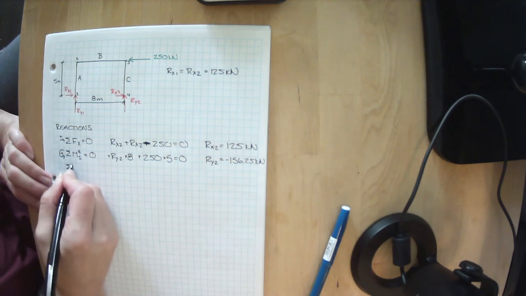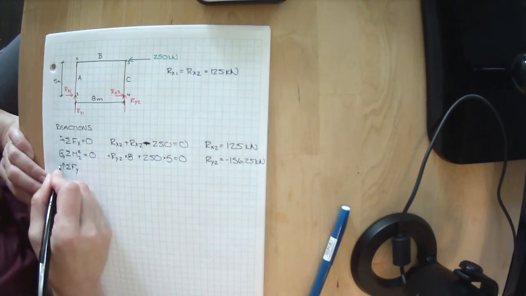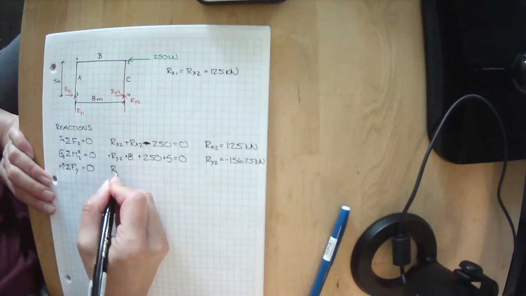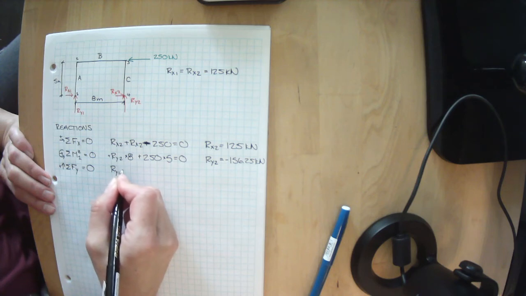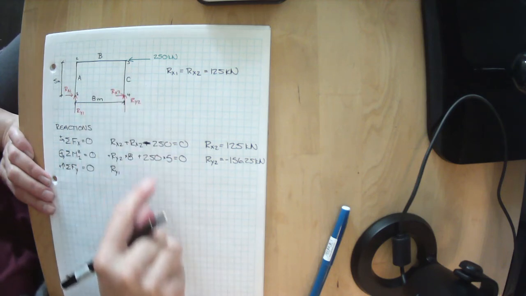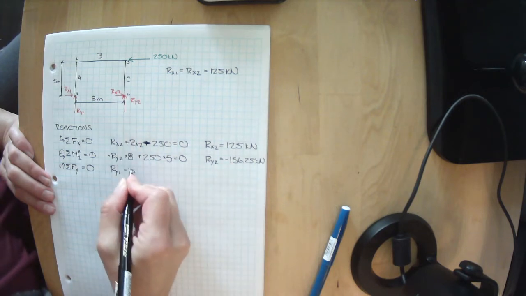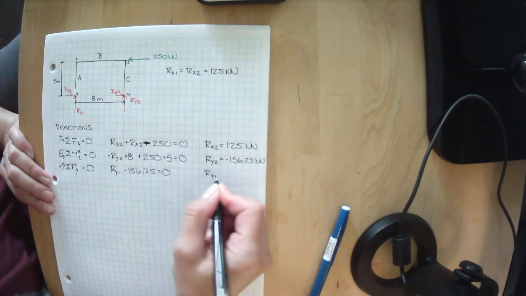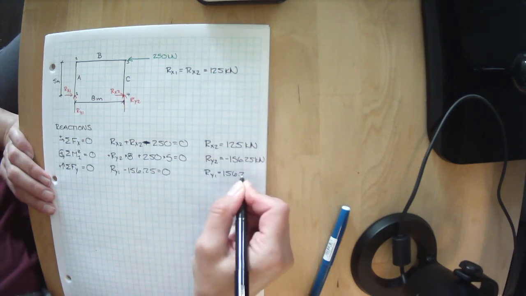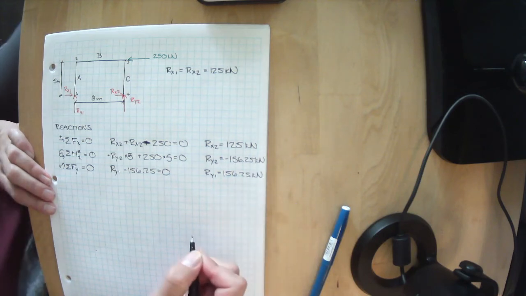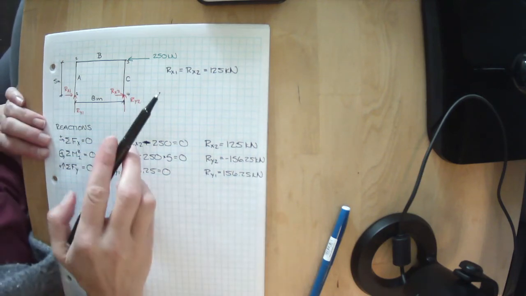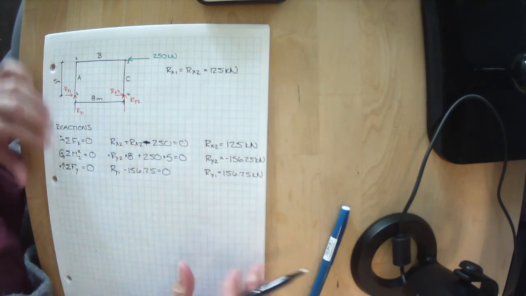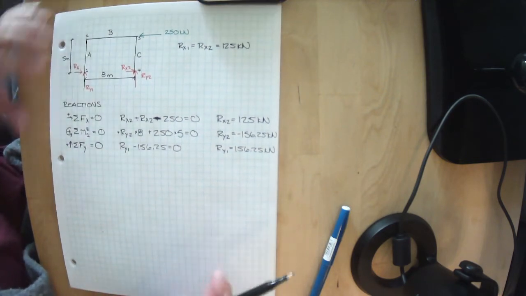Okay, let's sum our forces in the y direction where everything upwards is positive. We have Ry1 is upwards. We have Ry2 going upwards, but it's minus 156.25 equals 0. Ry1 equals 156.25 kilonewtons. So we have all our reactions. We have Rx1, Rx2, Ry1, and Ry2. So we have all of our reactions for this moment frame.